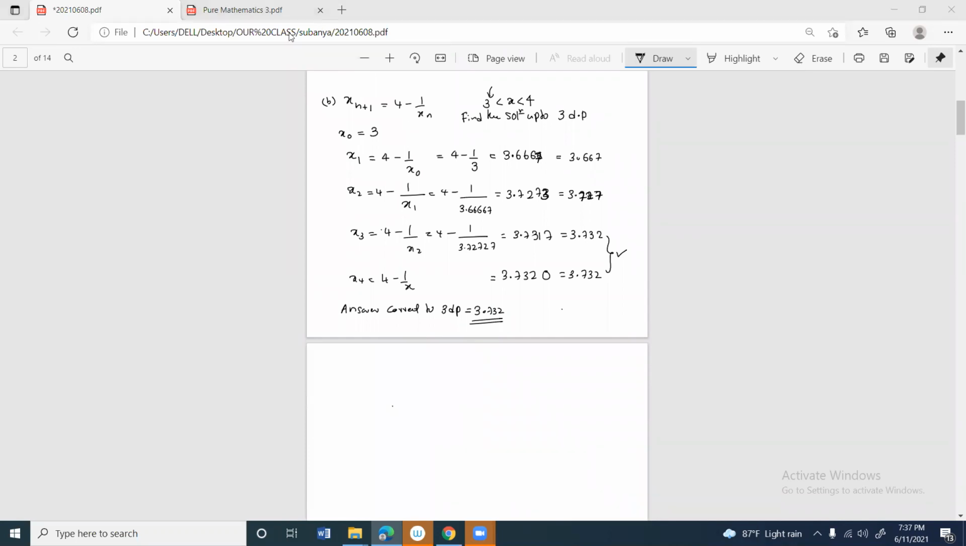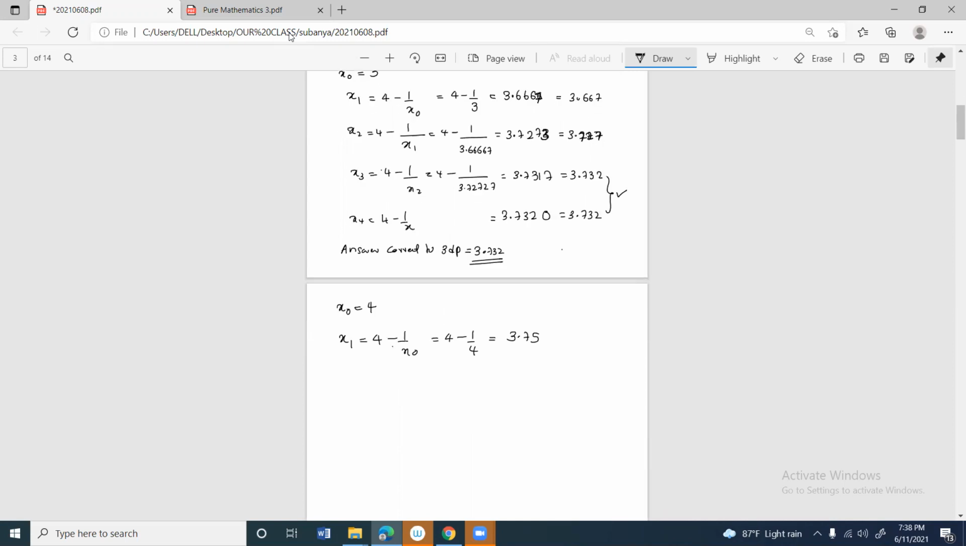In this question, let's see what happens if you start with the other boundary, because we started the first boundary as 3 as x naught. So if you start with the second boundary, let's see what will happen to this answer. x1 is equal to 4 minus 1 over x naught. That is 4 minus 1 over 4. It turns out to be 3.75, exactly 3.75. We are going to get the answer to 3 decimal places.